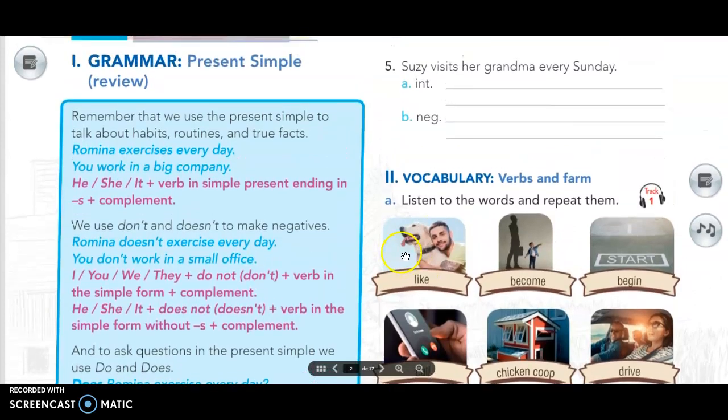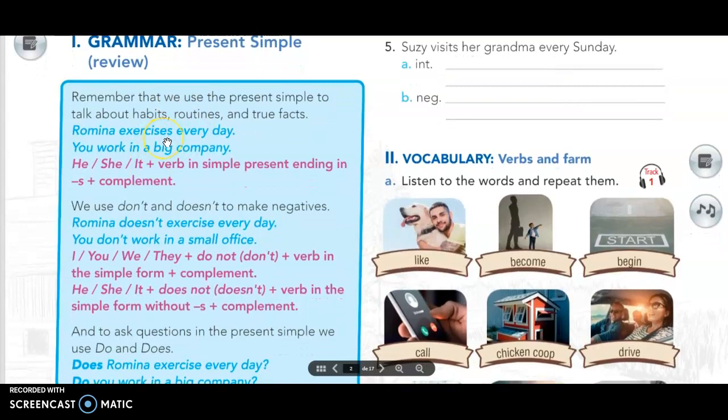For example, Romina exercises every day. You work in a big company.